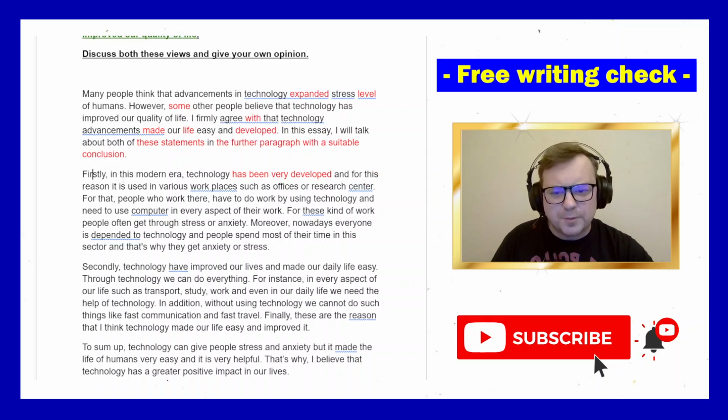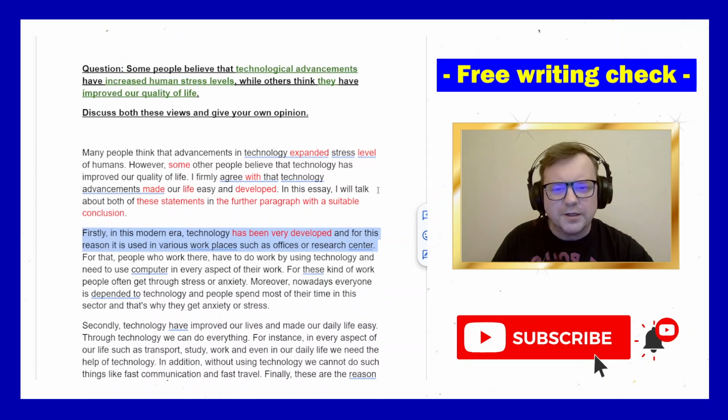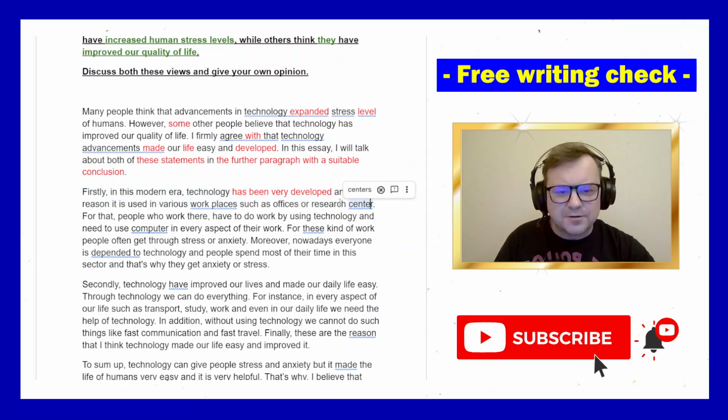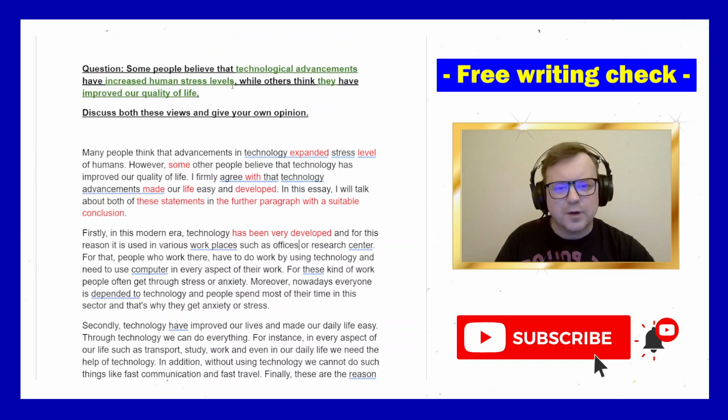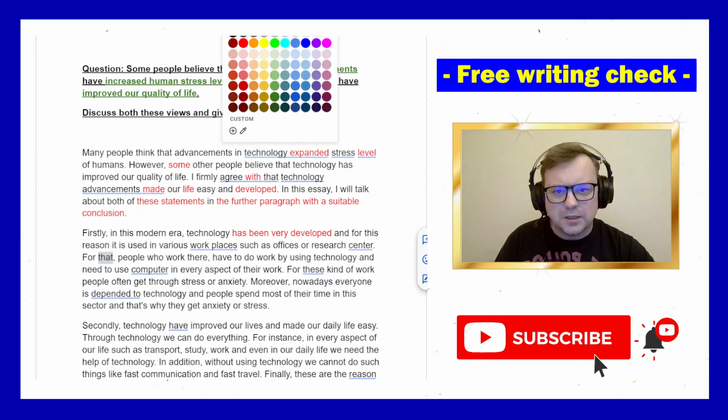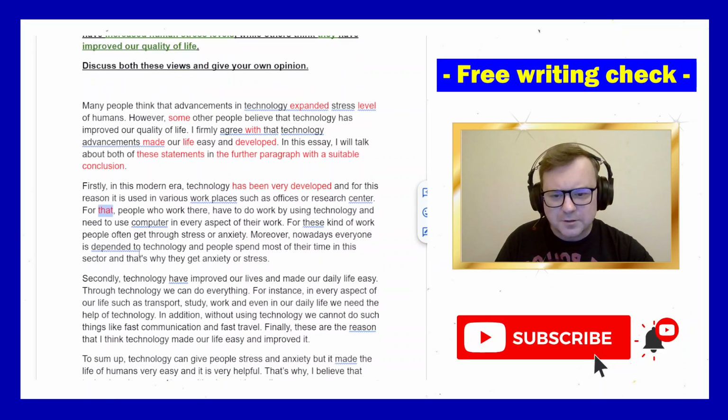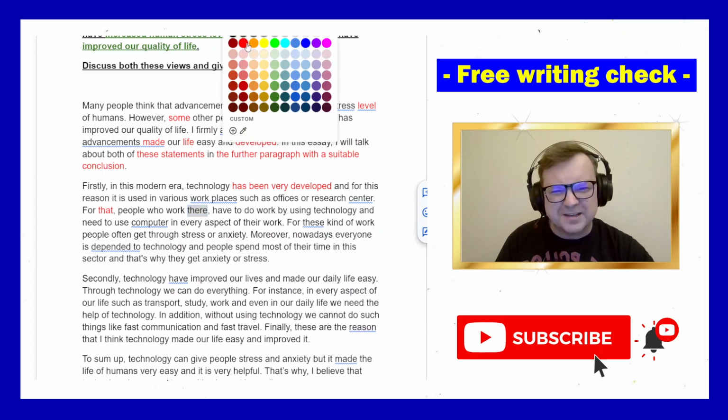Now, this should be our topic sentence, right? The topic sentence, I'm hoping, will tell me a reason why technological advancements have increased human stress levels. This doesn't do that. This just tells me where technology is used. But it doesn't refer to anything in the question. So that's a problem. "For what?" This is poor referencing. I don't know. "For that. People who work there." Where? Offices and research centres? Well, "there" kind of suggests one place, so "in such places" or "in these places." I don't like "there" very much.